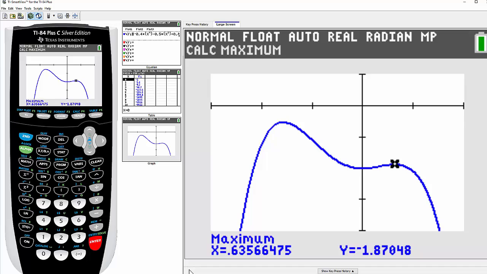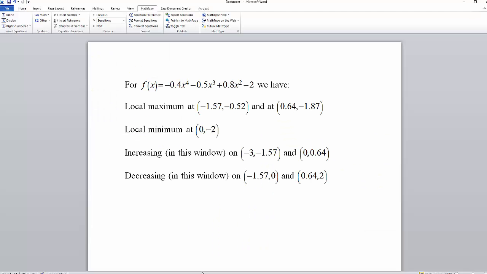Here's what you should have for your answer. So again, we had a local maximum at negative 1.57 and minus 0.52. Another one at 0.64 and negative 1.87. We had a local minimum at 0 and negative 2. We were increasing from negative 3 to negative 1.57, and again from 0 to 0.64, and we are decreasing on negative 1.57 to 0, and from 0.64 to 2.